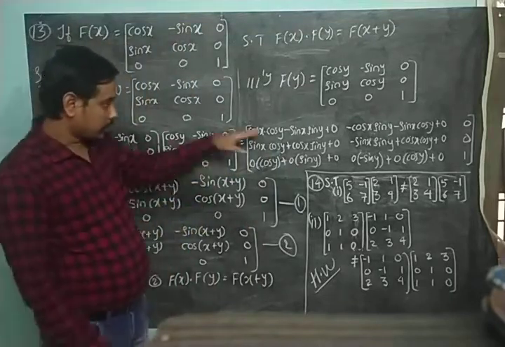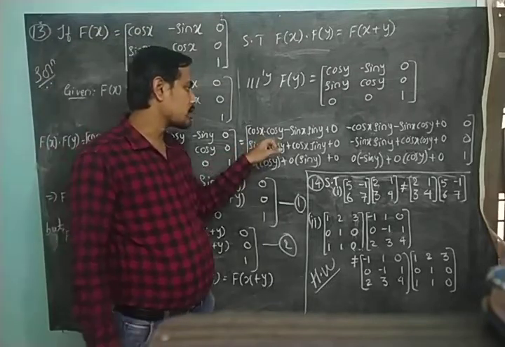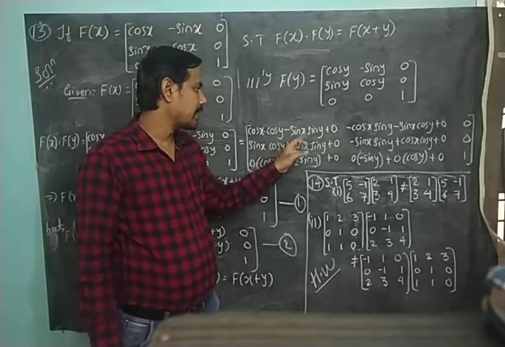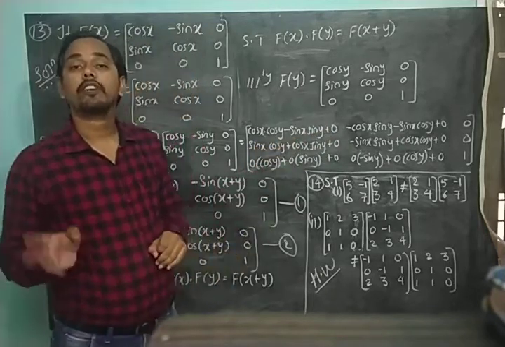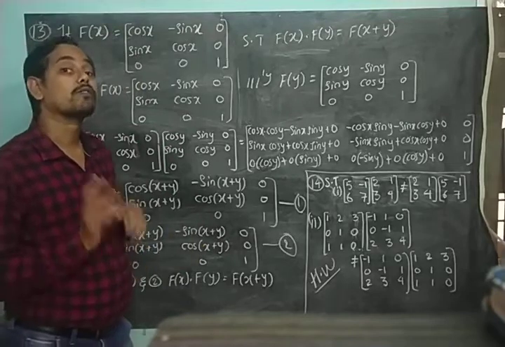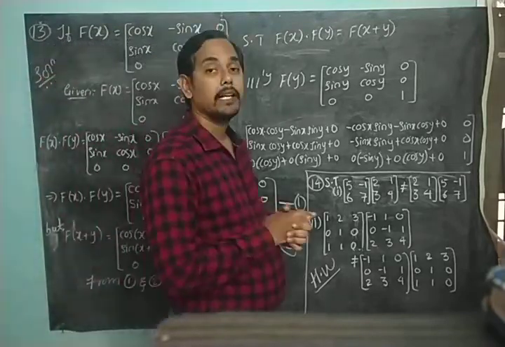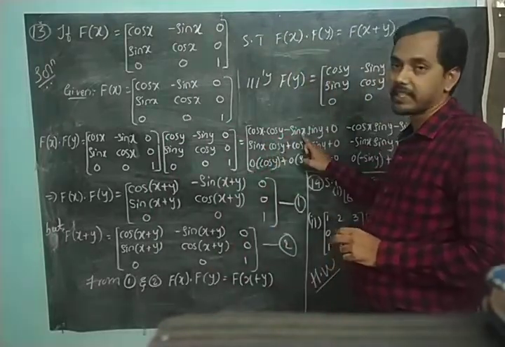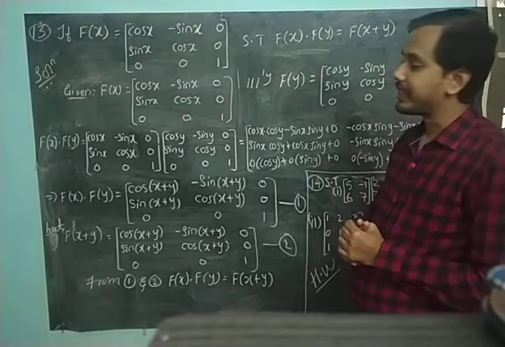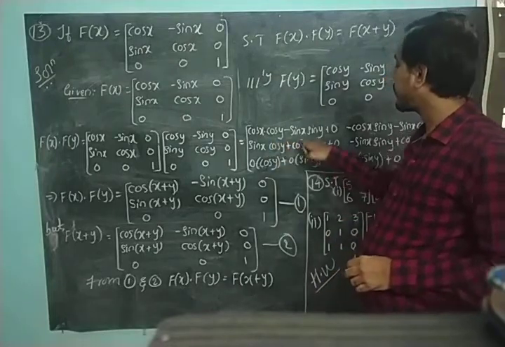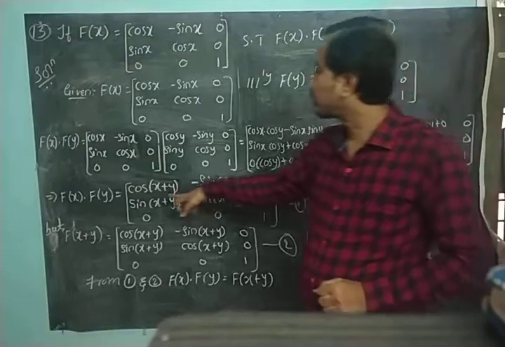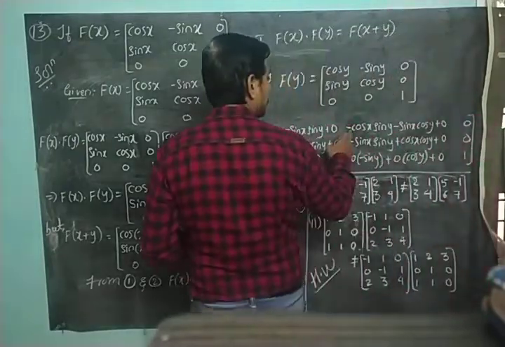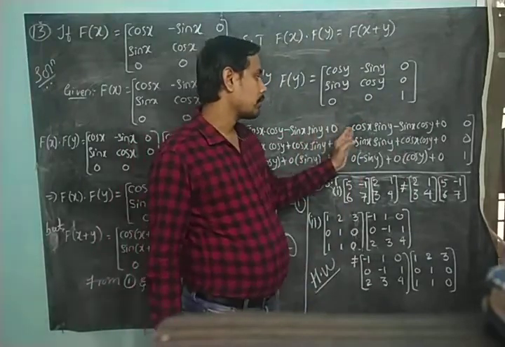Now simplifying this step, cos x cos y minus sin x sin y, 0 will be neglected. It is of the form cos a cos b minus sin a sin b. What is cos a cos b minus sin a sin b? It is cos of a plus b. So here cos x cos y minus sin x sin y can be written as cos of x plus y. Okay.